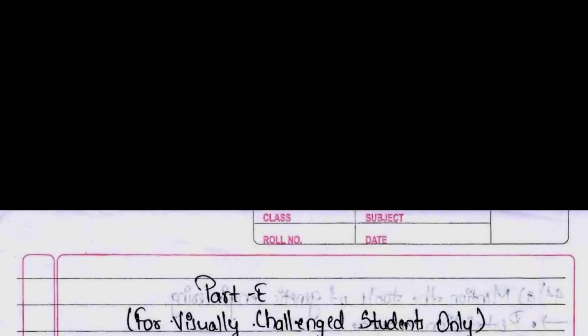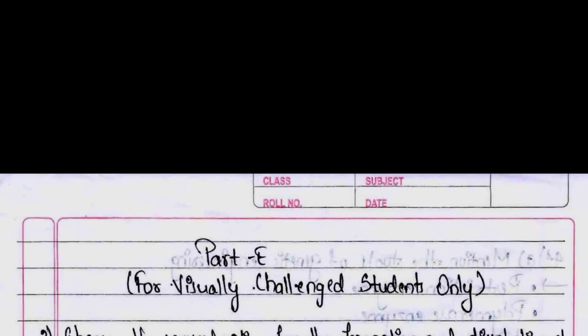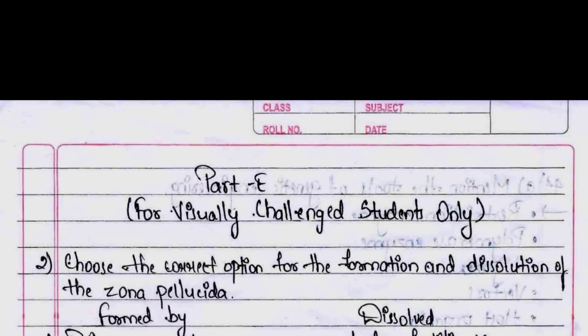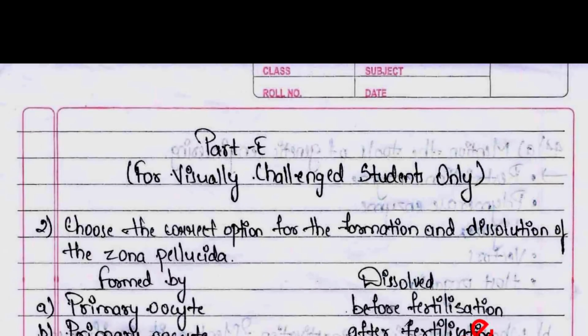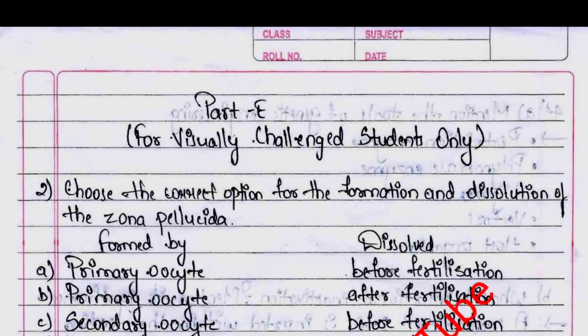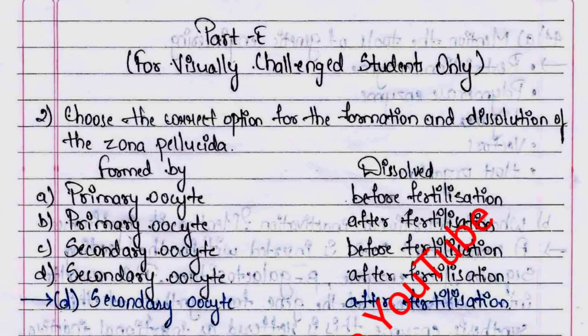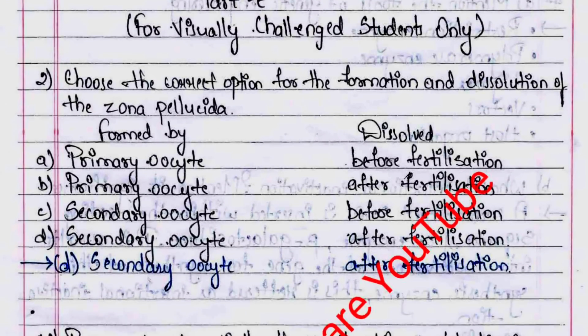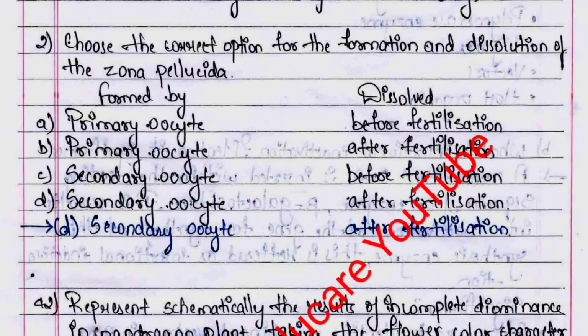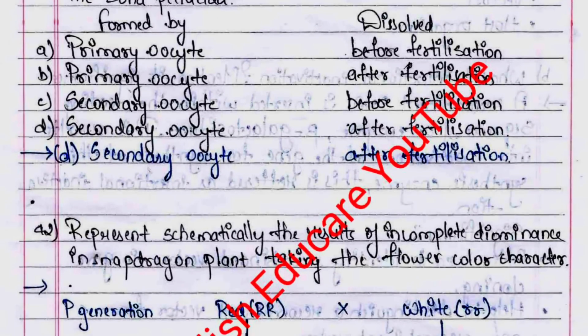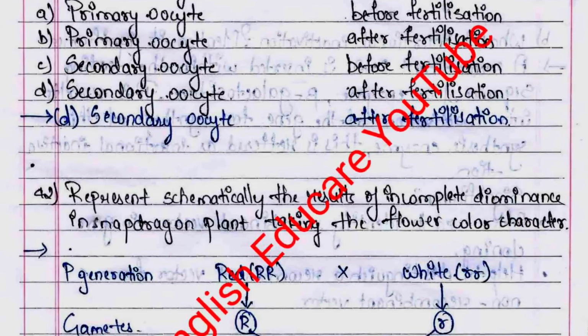Part for visually challenged students only. Second, choose the correct option for the formation and dissolution of the zona pellucida formed by and dissolved. A. Primary oocyte before fertilization. B. Primary oocyte after fertilization. C. Secondary oocyte before fertilization. D. Secondary oocyte after fertilization, and the answer is D.